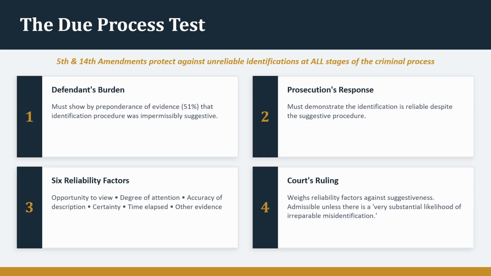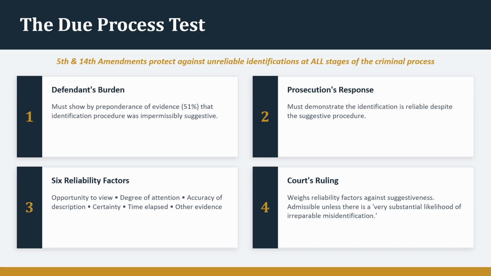Step 3. The court evaluates reliability by considering 6 specific factors. The first is the witness's opportunity to view the offender at the time of the crime. The second is the witness's degree of attention during the criminal event. The third is the accuracy of the witness's prior description of the suspect. Did what they told police match the person they had identified?